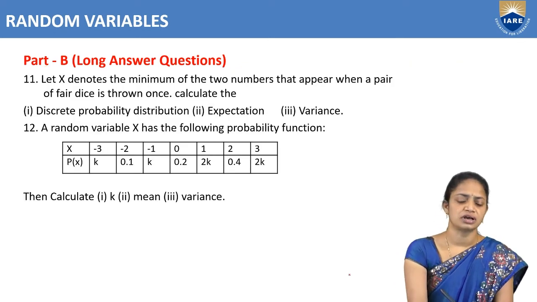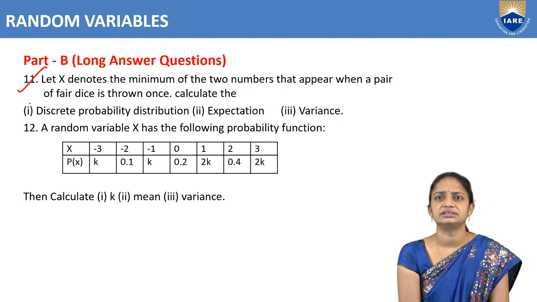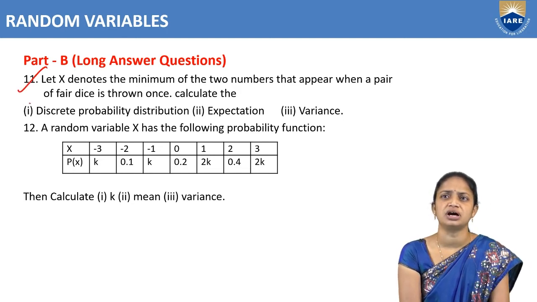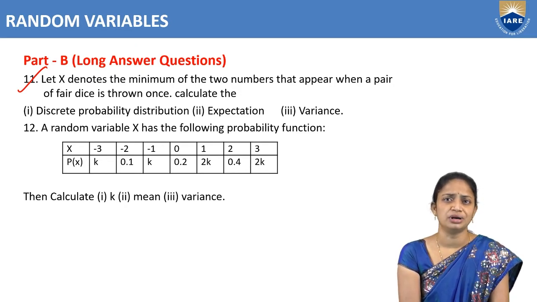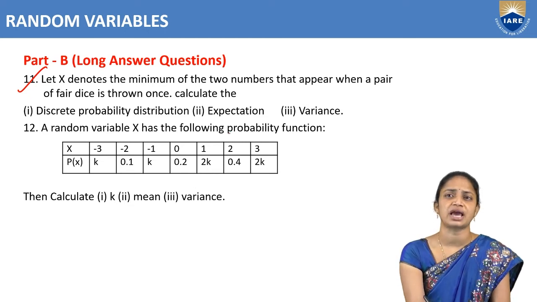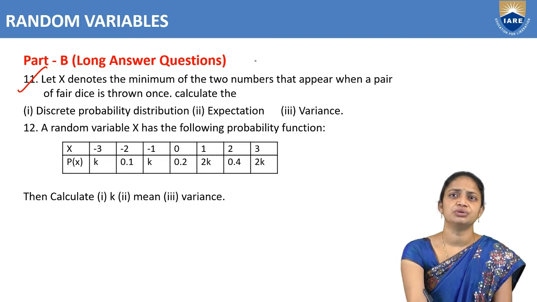Now coming to the next question: let x denote the minimum of the two numbers that appear when a pair of dice is thrown once. Calculate the discrete probability distribution, that means the probability distribution function, and the probability function, expectation and variance. So here if we throw two dice, we'll get 1 comma 1 to 6 comma 6, right?